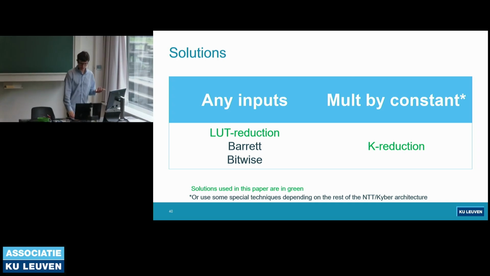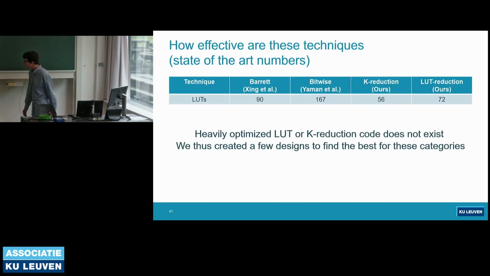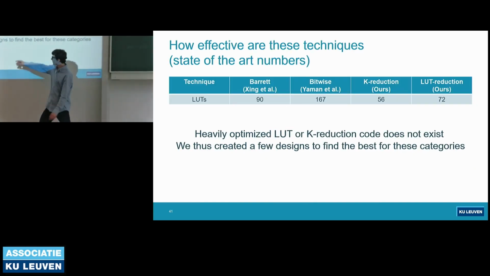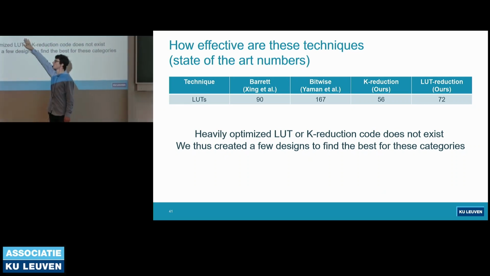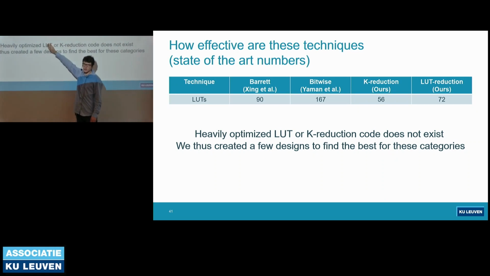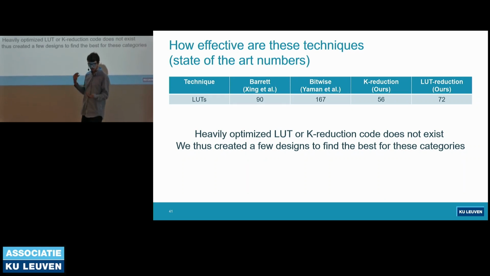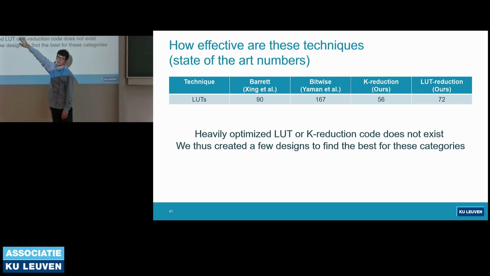Now, how efficient are these? Well, you've got Barrett, which is the thing that most papers will go for. Most papers will go for Barrett or Montgomery, because these are the things that are taught in schools, and these are the standard solutions, because they work in almost every situation, and with these you can have a changing modulus. But in Kyber this doesn't apply because you're not changing your modulus. These require 90 LUTs. Bitwise is strangely more expensive than this.